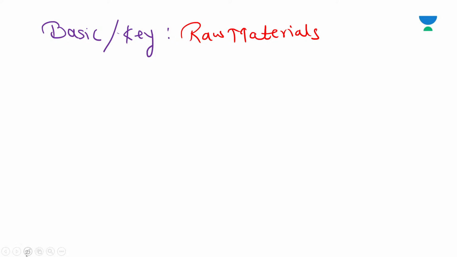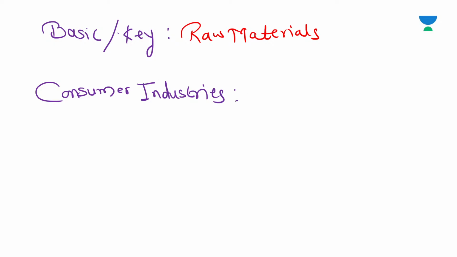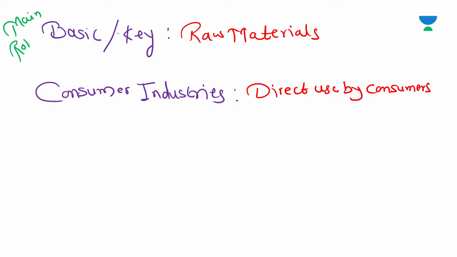Then consumer industries produce goods for direct use by consumers, like sugar, toothpaste, paper, sewing machines, fans, etc. So this is according to their main role.